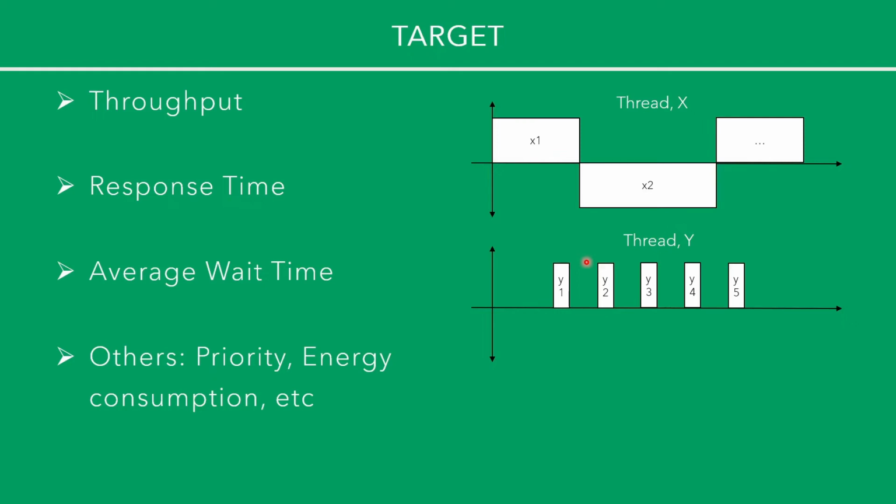There are a couple of other targets. One is priority. Maybe it can be user defined or it could be a system generated priority. Another is energy consumption. If you want to keep the energy consumption to a minimum, what is the scheduling strategy you should follow?